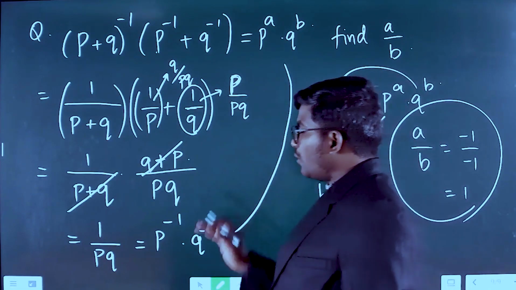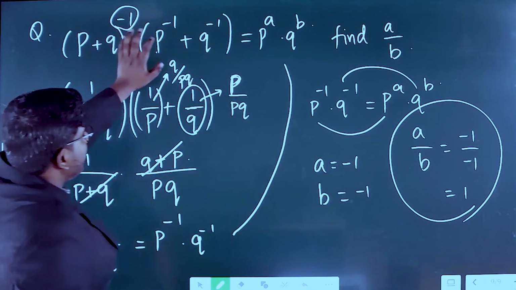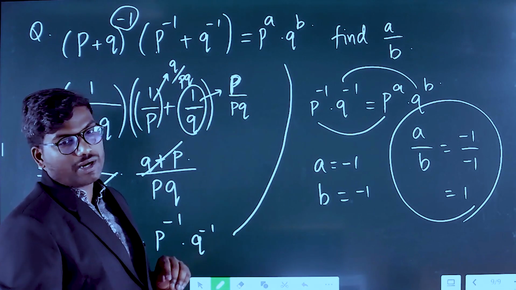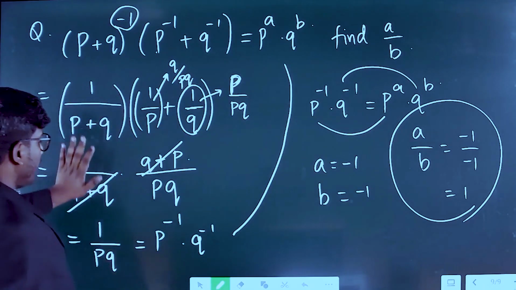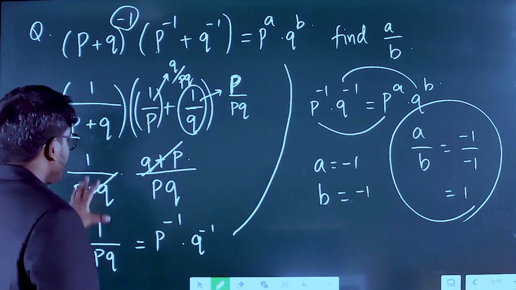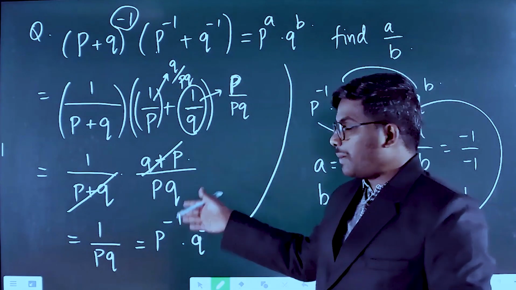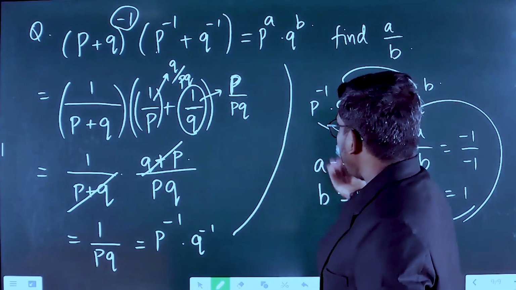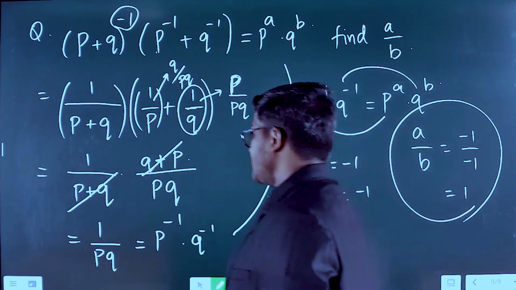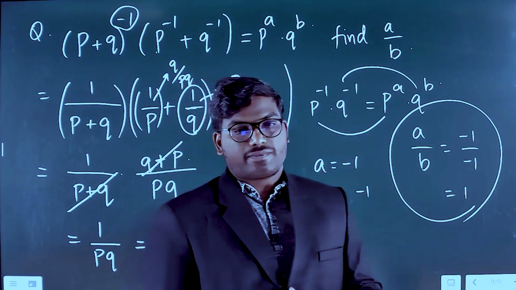Right, this is how we have solved it. We took the -1 as the reciprocal, 1 by P plus Q, and then we took P power -1 plus Q power -1 as 1 by P plus 1 by Q, right? Now 1 by P plus Q retained as it is. 1 by P plus 1 by Q became P plus Q by PQ. So the P plus Q gets cancelled and we will be left with 1 by PQ, which is 1 by P into 1 by Q, which in fact is P power -1 into Q power -1. So comparing the exponents in both of the cases, we concluded that A is -1 and B is also -1. Is that fine?